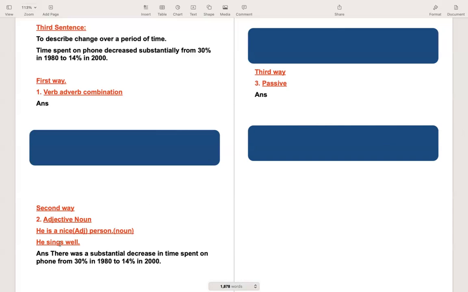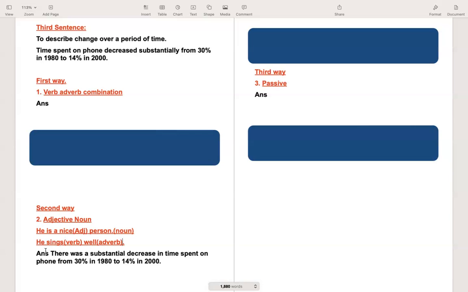Then we have adverb. Adverb is a word that describes a verb. So well is describing his verb, that singing. So adverb comes after the verb. So now look at the first sentence. I said time spent on phone, then I put the verb. Verb is what happened to the time spent on phone? It decreased. How did the decrease happen? The decrease was substantially. So then I put the adverb.